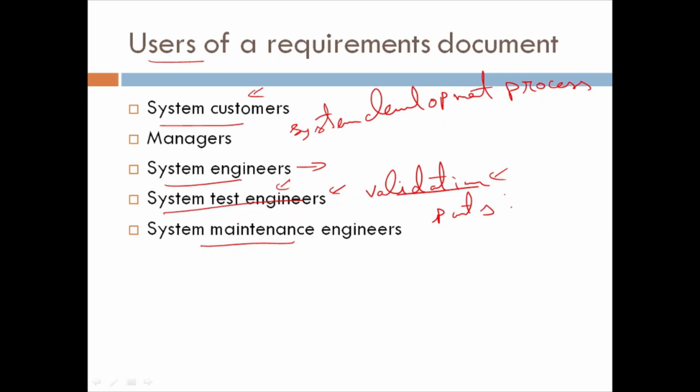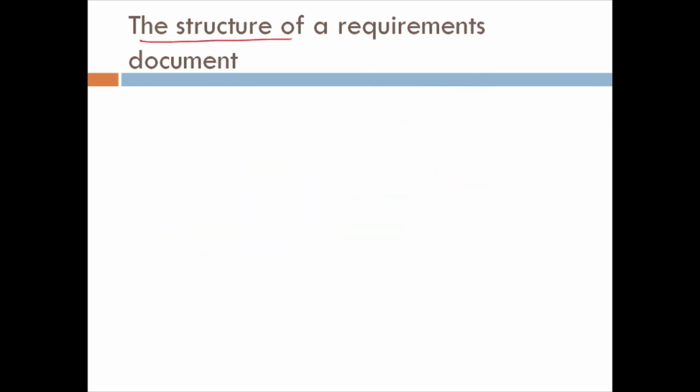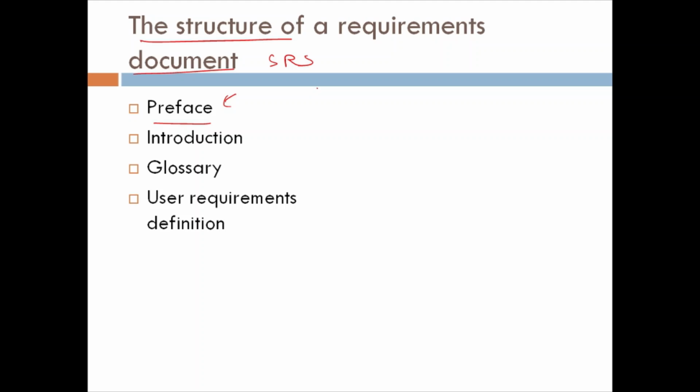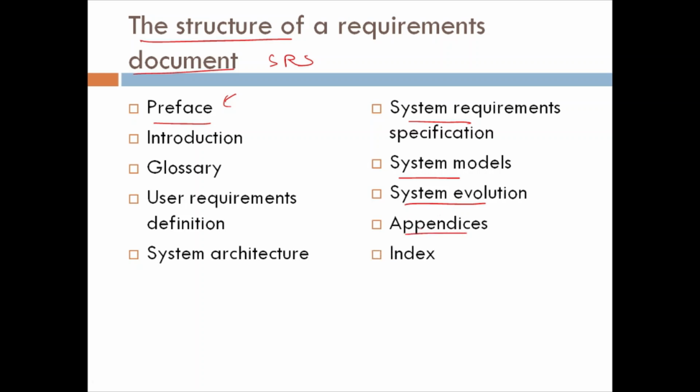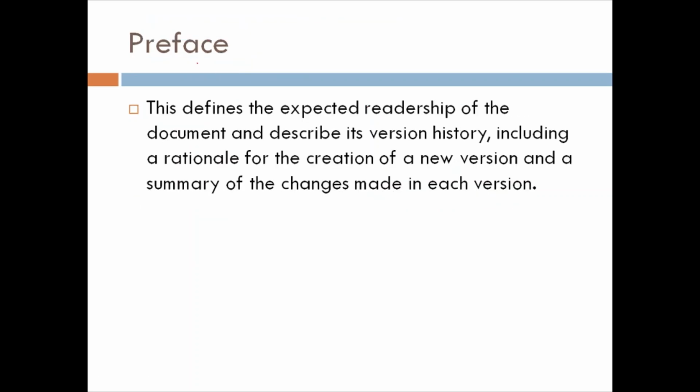Now, what are the different chapters of the requirements document, that is SRS? Okay, so let us go through. The chapters are: preface, introduction, glossary, user requirements definition, system architecture, system requirement specification, system models, system evolution, appendices, and index. So these are the basic chapters of an SRS, and an SRS may include all of these chapters or may not include all of them, depending upon a particular situation. Okay, let us go through one by one.